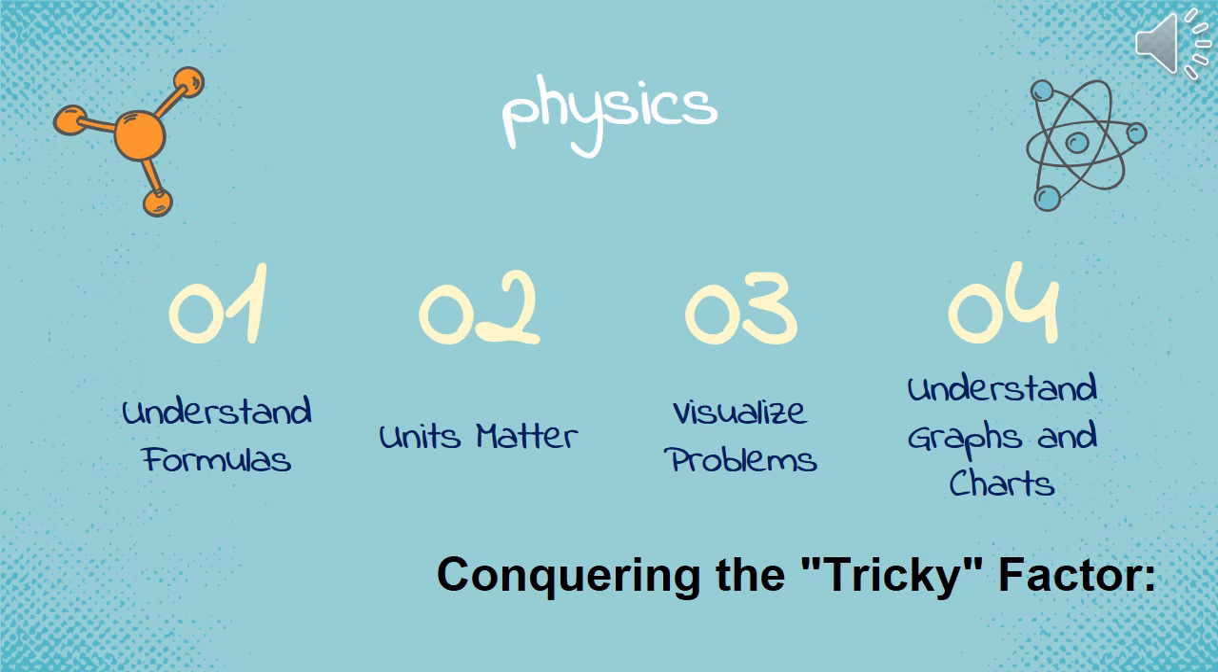So now let's dive into specific tips for physics. 1. Understand the formulas. Make sure that you know them by heart and understand how to apply them. Practice problems are your best friend here. Units matter. Pay close attention to units. Convert them if necessary to match the units in the answer choices.